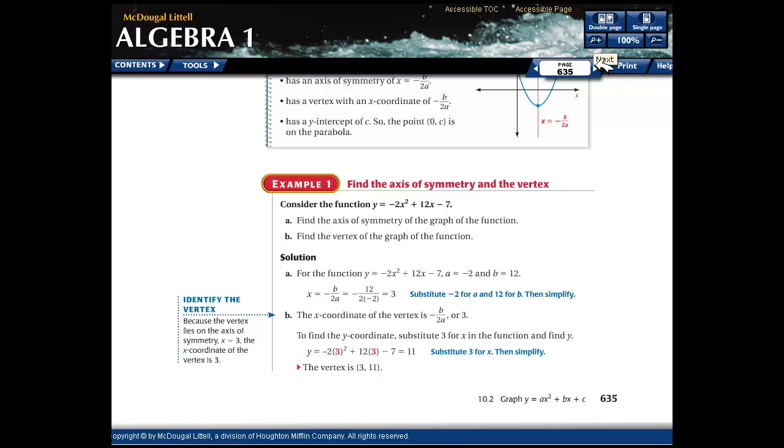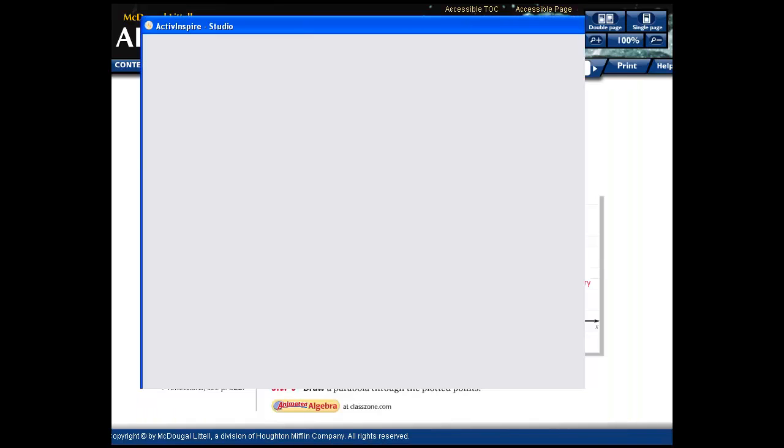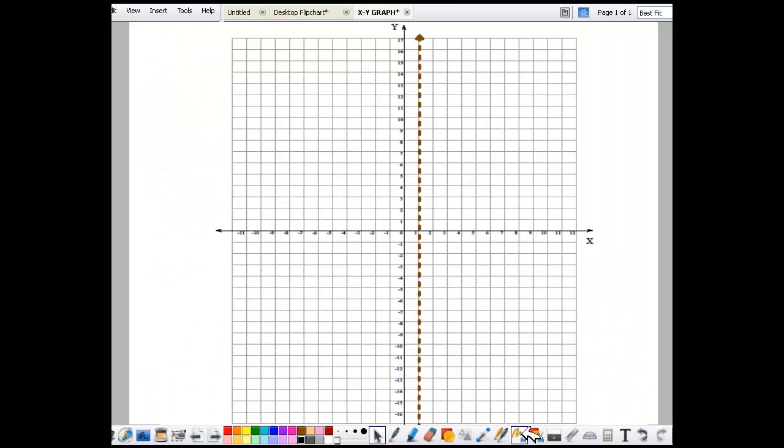Next page. All right, here's one right here. We're going to graph this one. So I'm going to go ahead and switch over to a graph. We're going to be coming up to all that in just a second. And let me delete that line. All right, we're good to go.